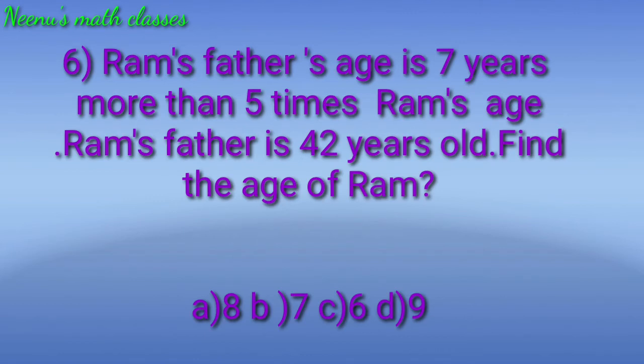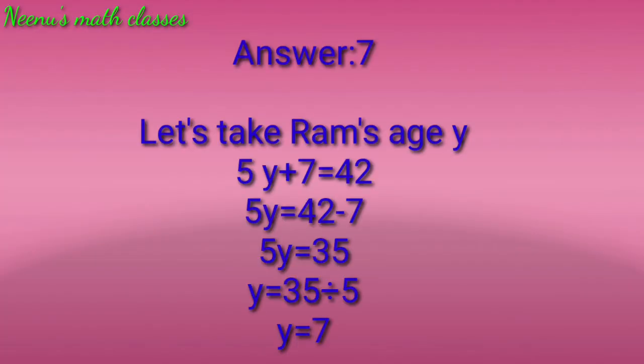Next problem. Ram's father's age is 7 years more than 5 times Ram's age. Ram's father is 42 years old. Find the age of Ram. Options are 8, 7, 6 and 11. This is a very important problem in linear equations. First, its solution is 7. That is, Ram's age is 7.